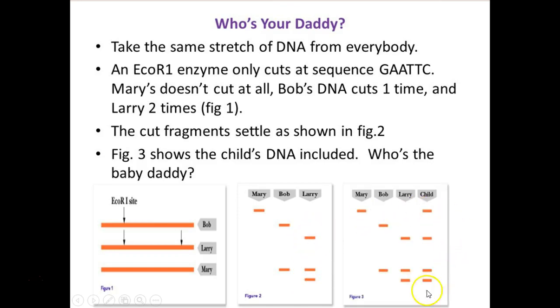So here we have all of the DNA, and of course, the baby has Mary's DNA information, but the same baby also has Larry's information. So Bob is no longer even included as the child's father. Larry's the father and is going to either be part of the life or pay child support or something.